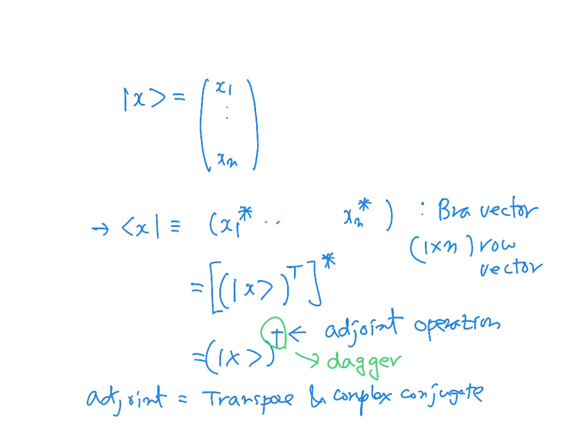If you have a magnifier, and you look carefully at this, it looks like a dagger. So mathematicians call this adjoint operation also sometimes dagger.